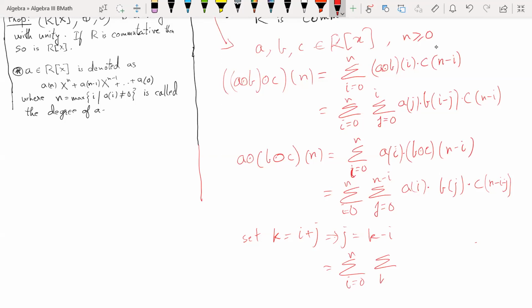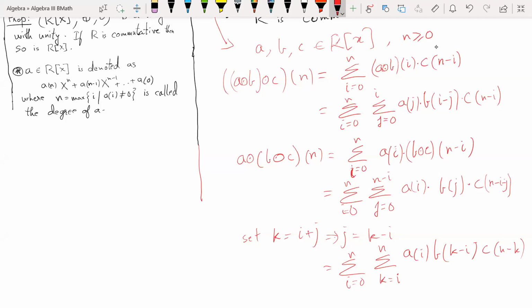for j to be 0, k must be i, and for j to be n minus i, k must be n. So k varies from i to n, and what's inside becomes a of i, b of j, which is k minus i, and c of n minus k. So this is what we get.